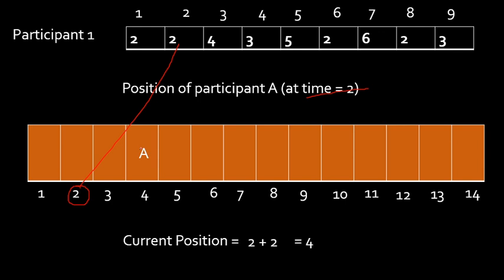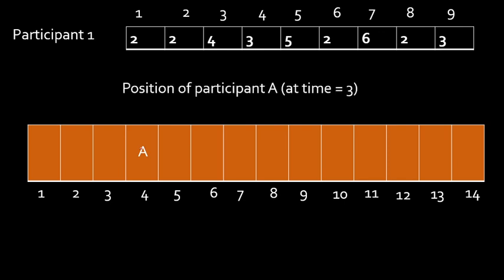What happens after 3 seconds? At time 3, we are standing at the 4th position. At time 3, how many steps are taken? 4 steps are taken. You should be able to answer this directly. So what will be the position of A now? The position of A will be the 8th position, right? From 4, it has taken 4 steps, so it will move to the 8th position. So what is the calculation we did here? Current position is equal to 4 plus 4.